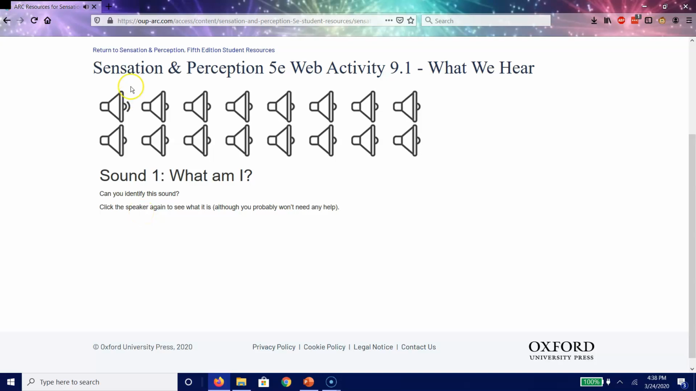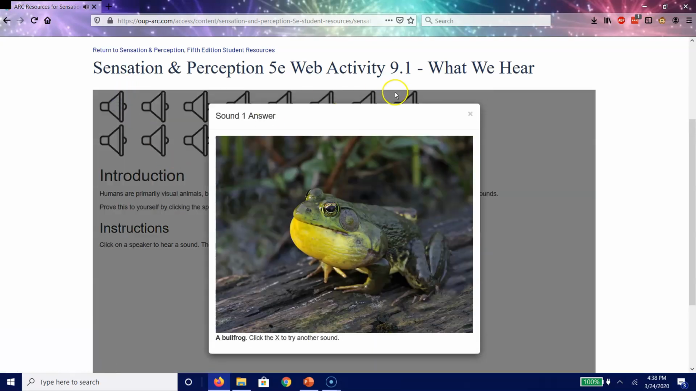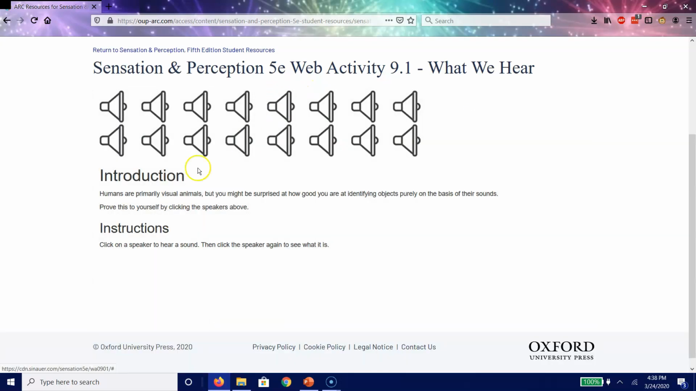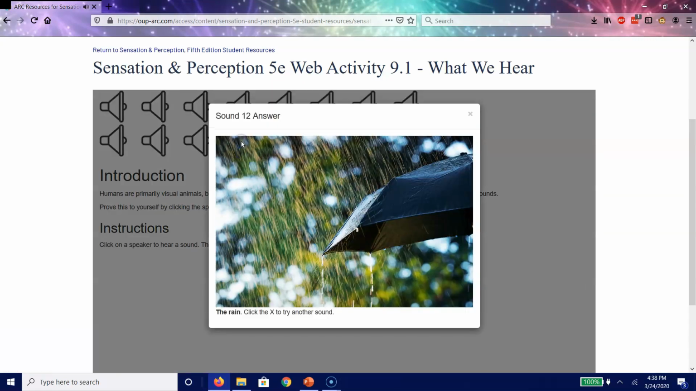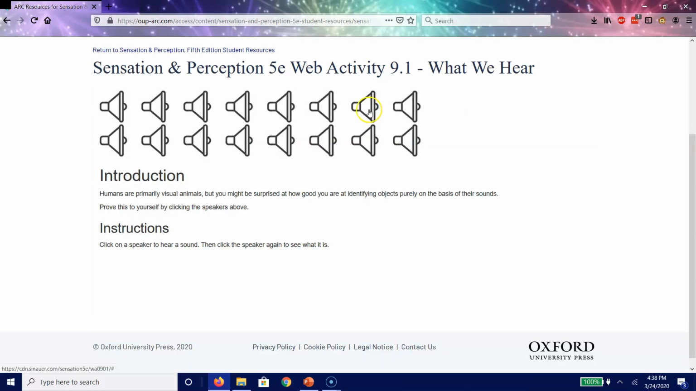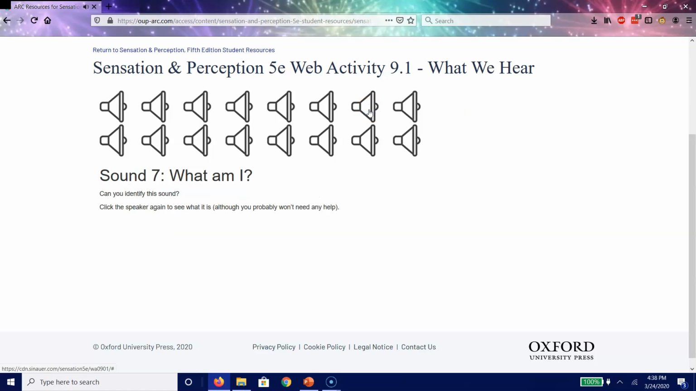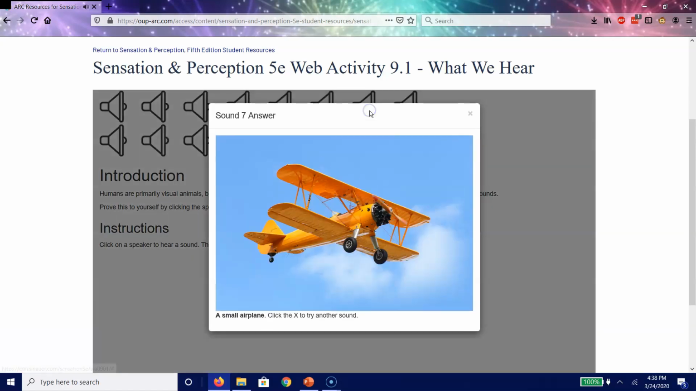Okay. Yep, odds are pretty good. You identified that as some type of frog. Let's go ahead and try this one. So that's the sound of running water or rain. Let's try this one. That definitely sounds like an airplane.